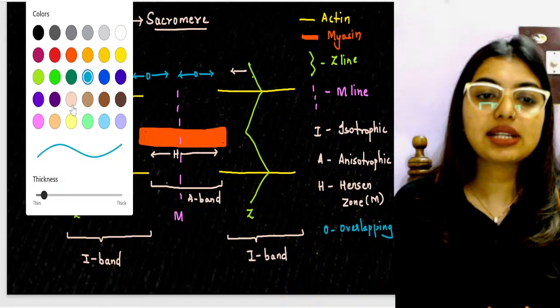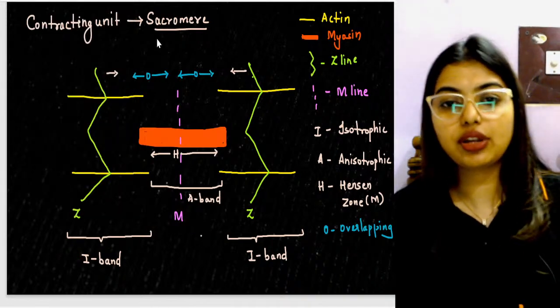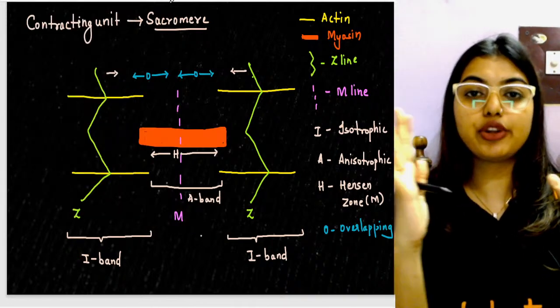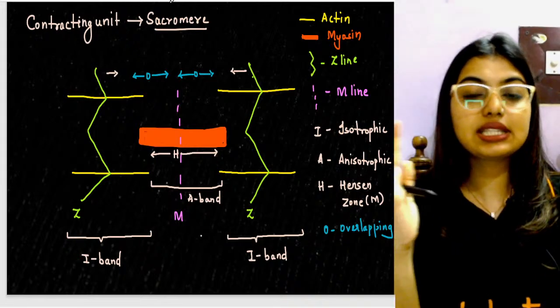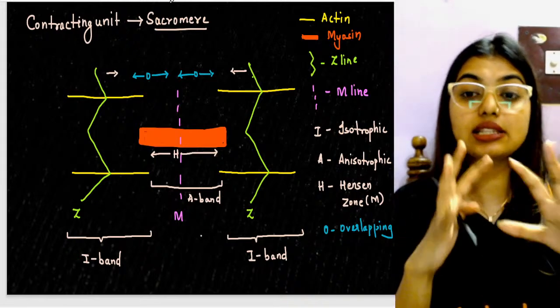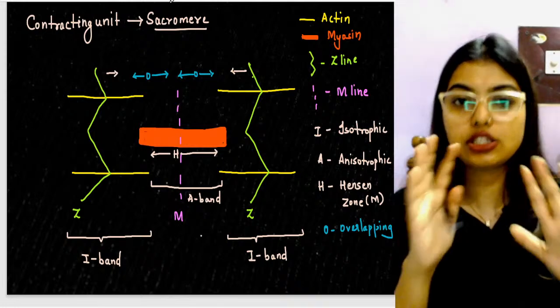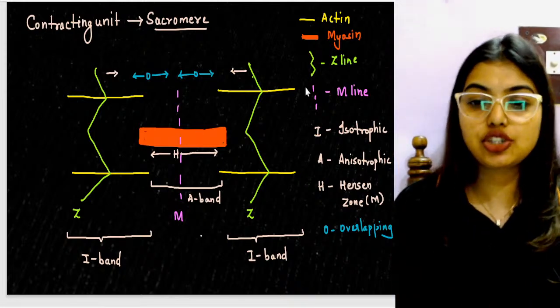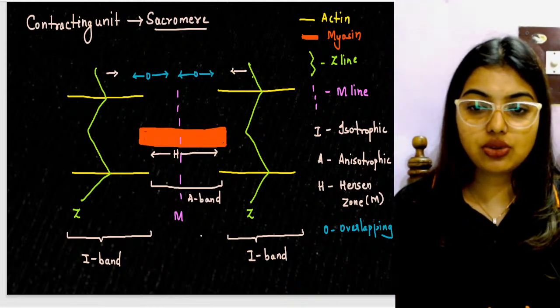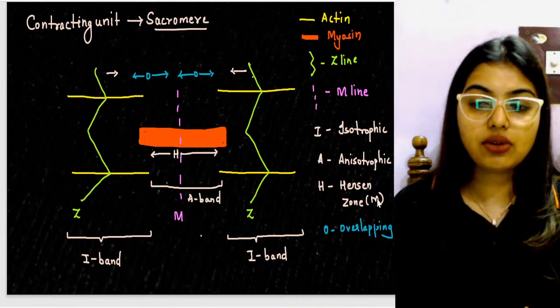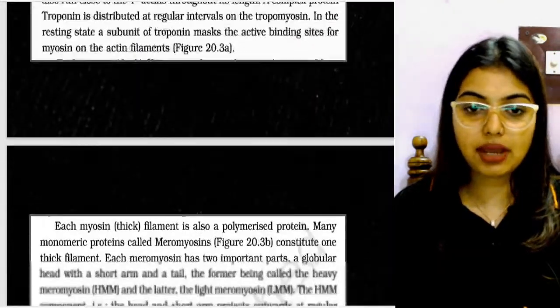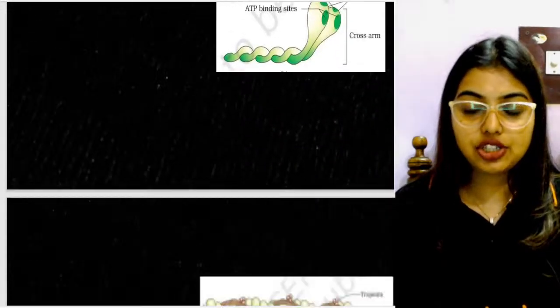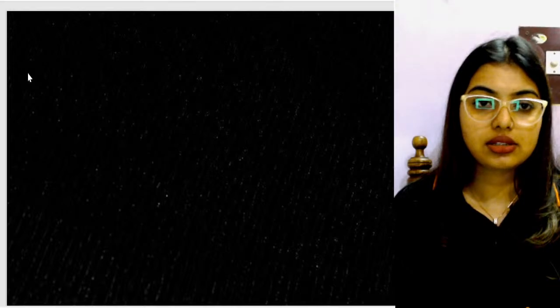Now when a muscle contraction happens, what is going to happen? The Z line is going to move forward. When the Z line moves forward, some of these zones are going to reduce, increase, all of that is going to happen, which I'll teach you very soon. Now we'll take a break and we will come back and continue from that.